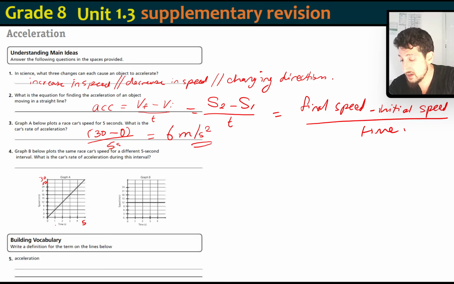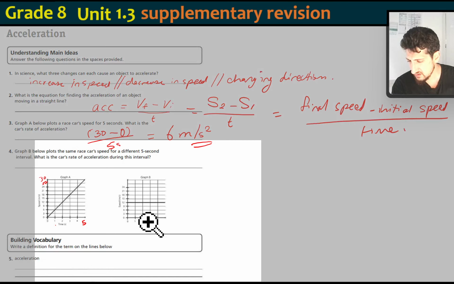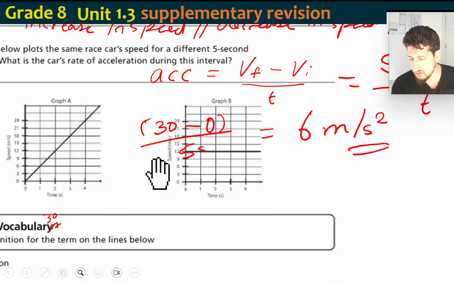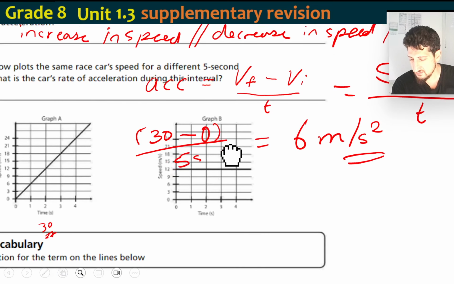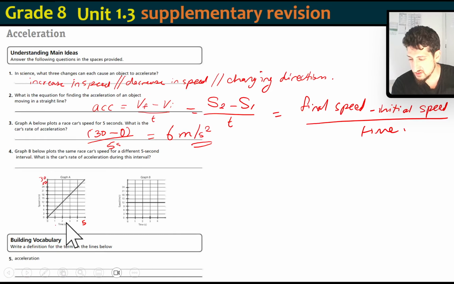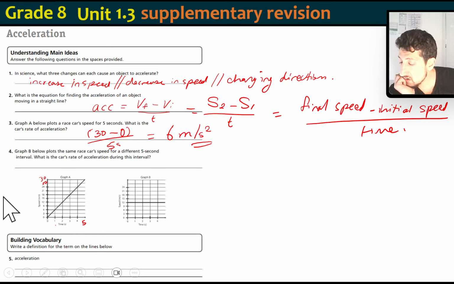Graph B, on the other hand, let's see if I can zoom in a little bit. Oh, that's not what I wanted to do. Now it's all over the place. That's very weird. Okay, let's just zoom out again. Graph B, on the other hand, plots the same race car's speed for a different 5 seconds. What is the car's rate of acceleration? Well, I can tell you right now it's 0. Why is it 0? Because there's no change in speed. You see, it starts at 12, it ends at 12.